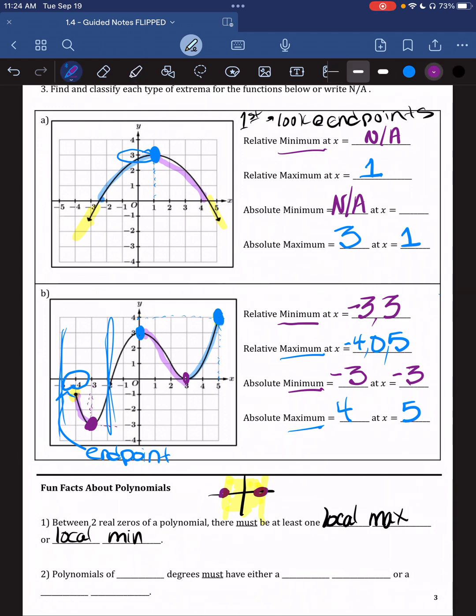The second thing is that polynomials that have even degrees, so remember, even degrees, highest exponent, so think things like x to the 4th, 3x to the 6th, anything like that, must have either a global maximum or a global minimum.